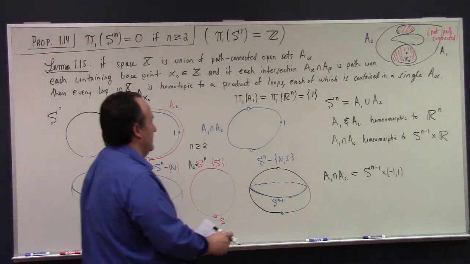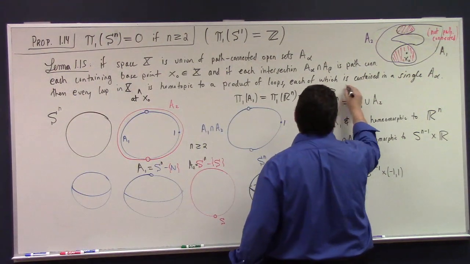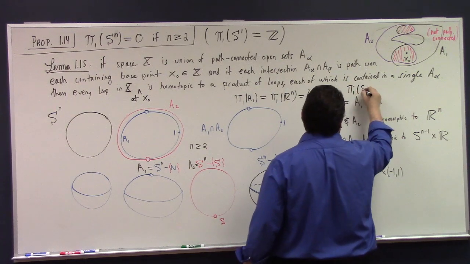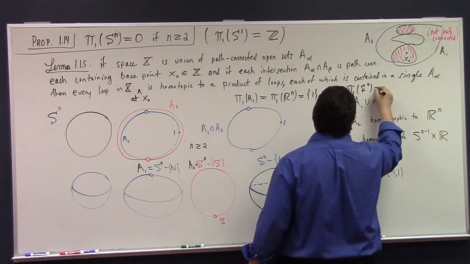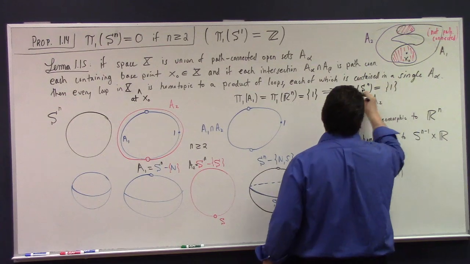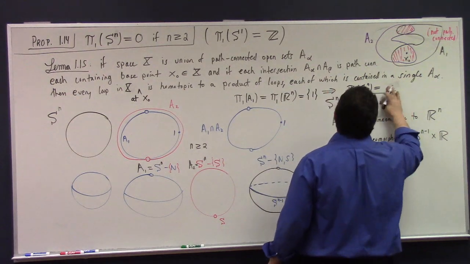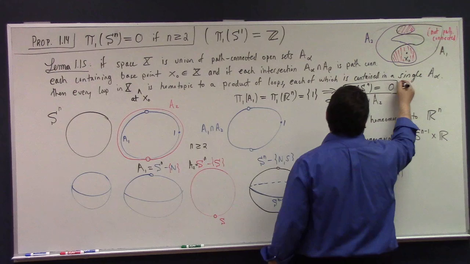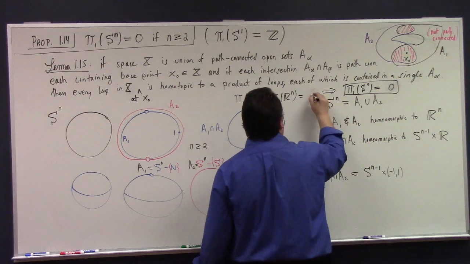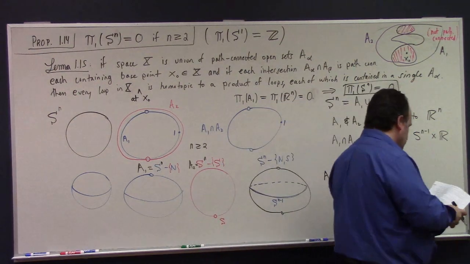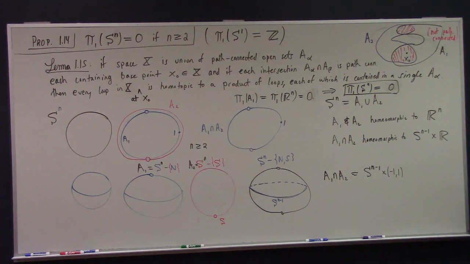So this implies that the fundamental group of Sn is equal to, or well, I guess we say 0. Let me stick with his notation, 0. All right. Moving on here.